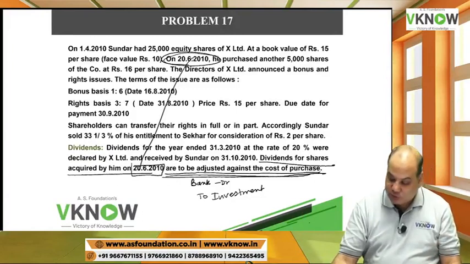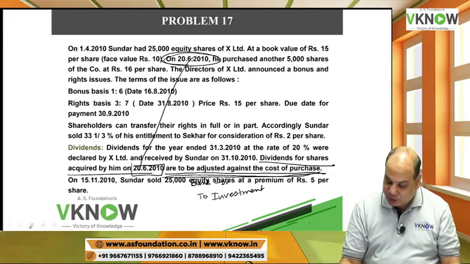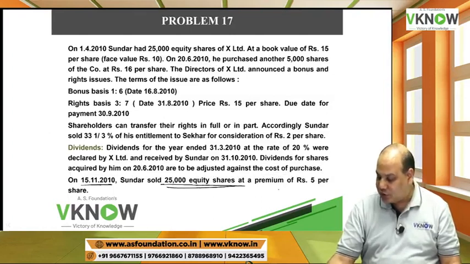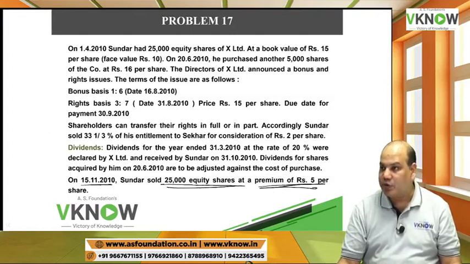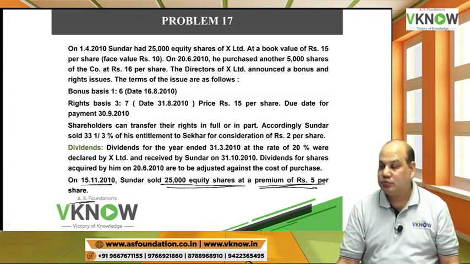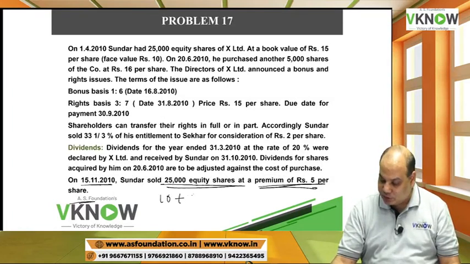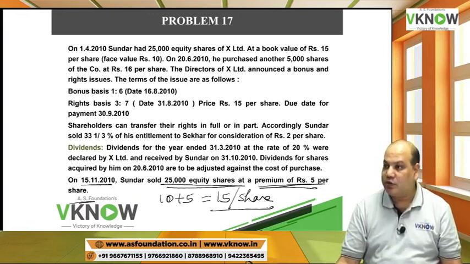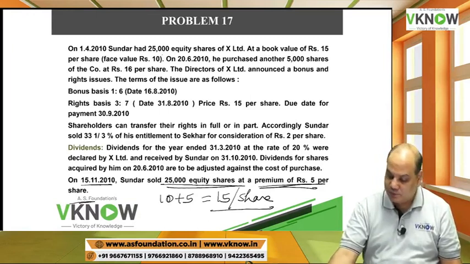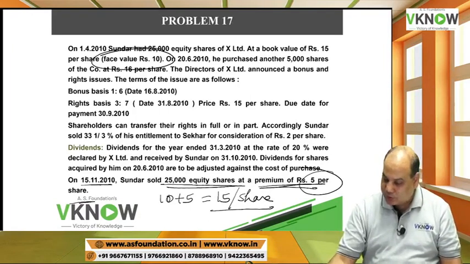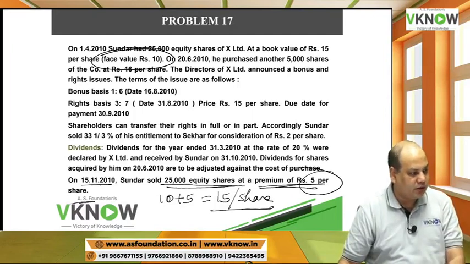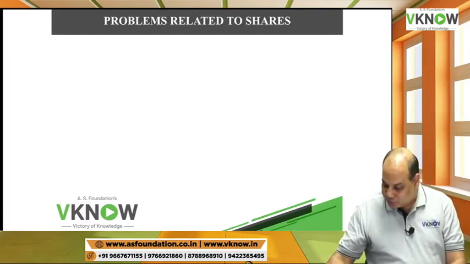Okay, so please come to the next line. On 15 November, Sundar sold 25,000 shares at a premium of rupees 5 per share. Premium of rupees 5 per share means the selling price is 15 rupees per share. The selling price is 15: 10 rupee face value, 5 rupees more than face value. So the selling price is rupees 15 per share.